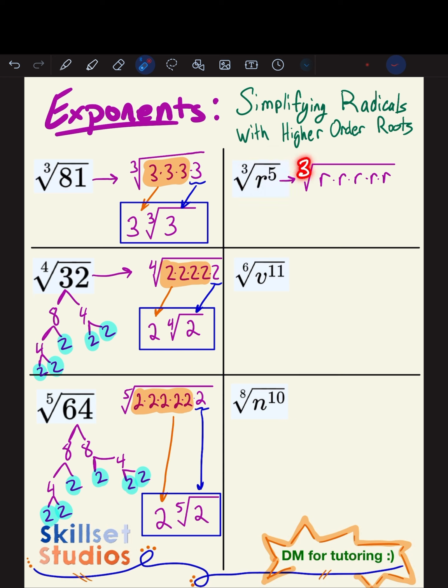And again, we're looking for groups of 3 for this problem. So one group of 3 r's can leave the radical, and this time we have 2 r's left inside. And this is a case where we can use our exponent of 2 to say that there are 2 r's remaining inside. And so r times the third root of r squared becomes our final answer.